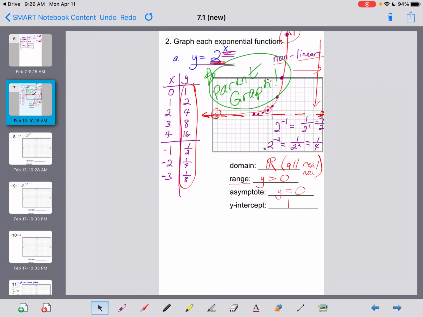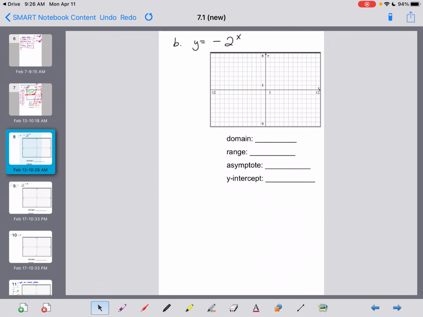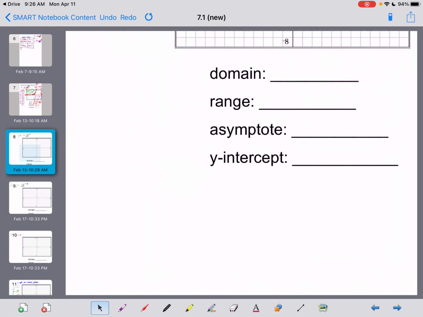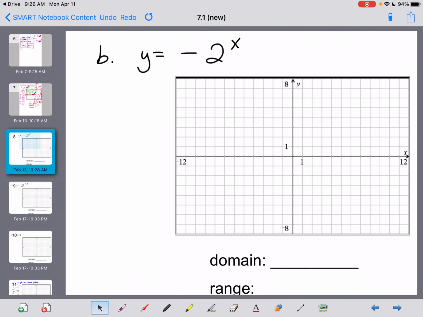The next few graphs we're going to do are going to be pretty quick because they're all going to be variations on that same theme here. So let's take a look at this one. y equals negative 2 raised to the x power. Okay, or actually, I tell you what, I read that wrong. Really should have said that as y equals the opposite of 2 to the x.